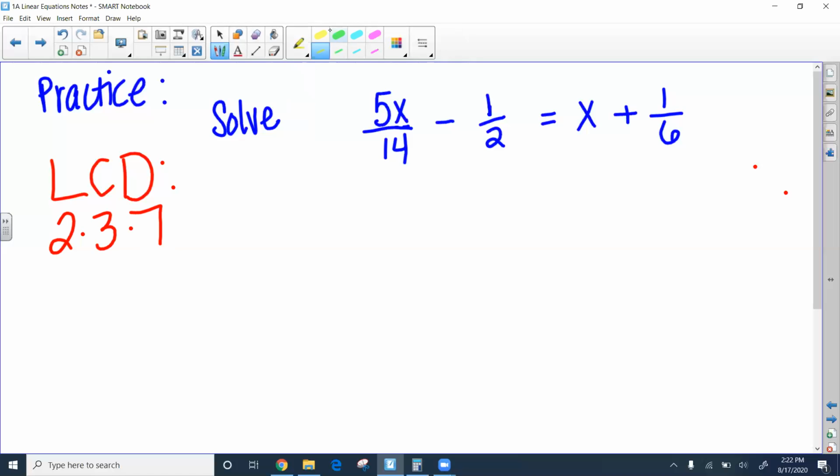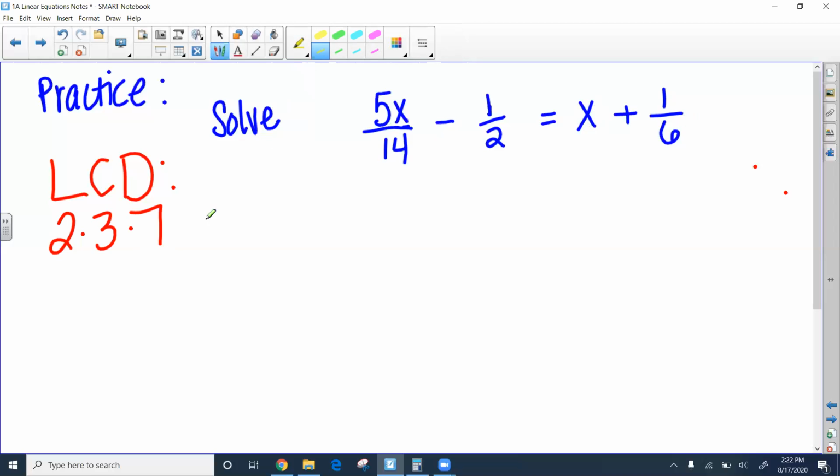So this time, before you solve, one thing to remember is make sure you multiply everything by the LCD. Even this term, even though it doesn't have any fractions, you still have to multiply everything. Otherwise, it's not equal anymore.